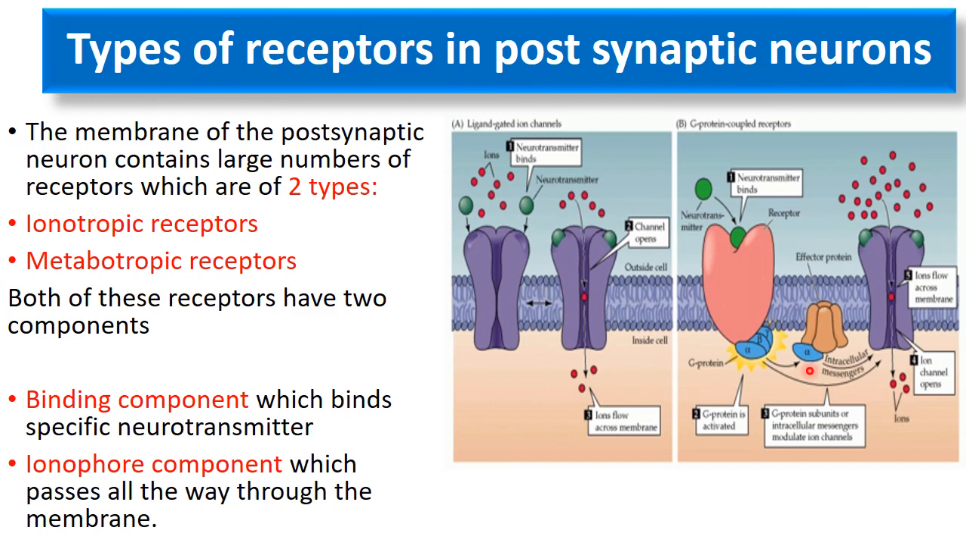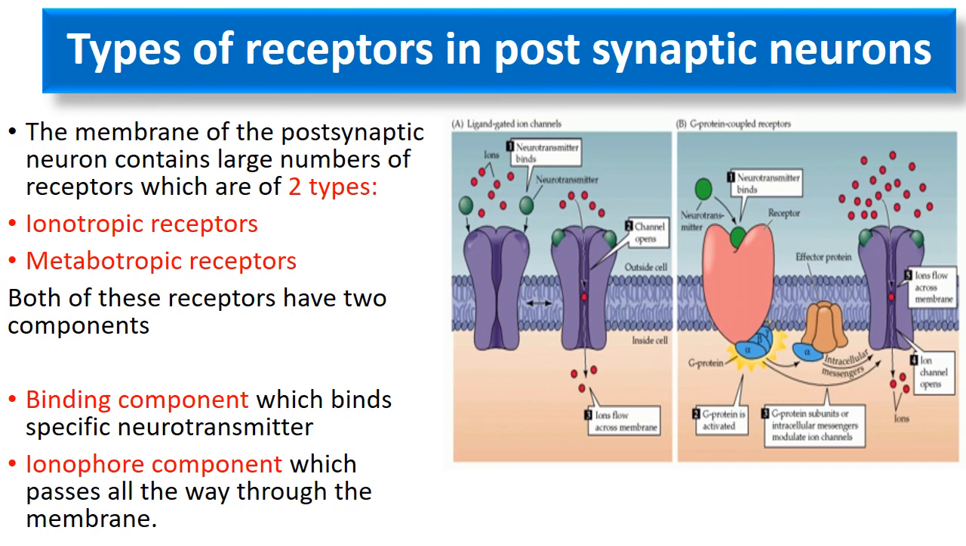Whether it is an ionotropic type of receptor or a metabotropic type of receptor, they have two similarities. What are those similarities? That they have two components. Here you can see it's a binding component, which binds the neurotransmitter. The neurotransmitter comes and binds over here. And the second component is the ionophore component. This ionophore component actually passes all the way through the cell membrane. So each receptor, whether it's an ionotropic receptor or metabotropic receptor, has two components.